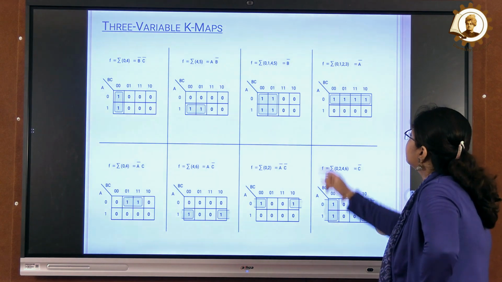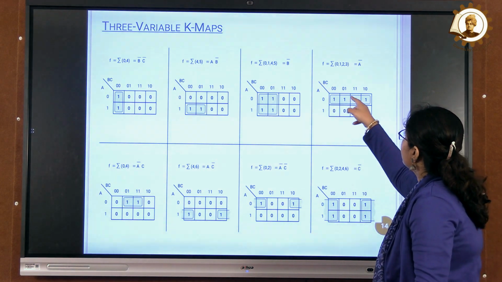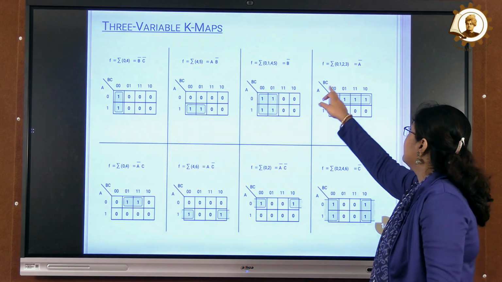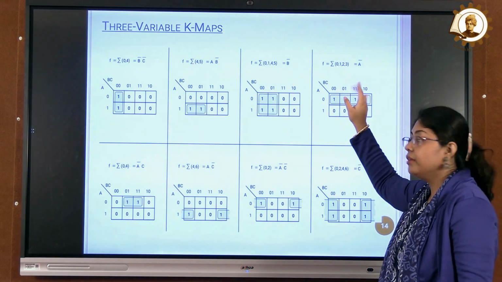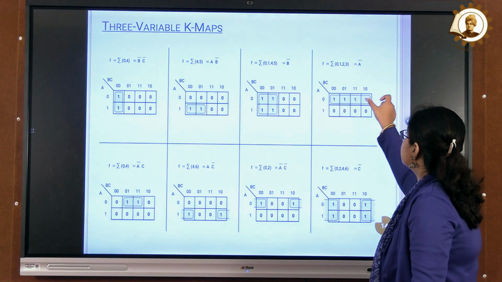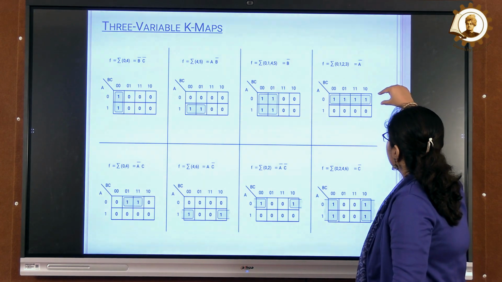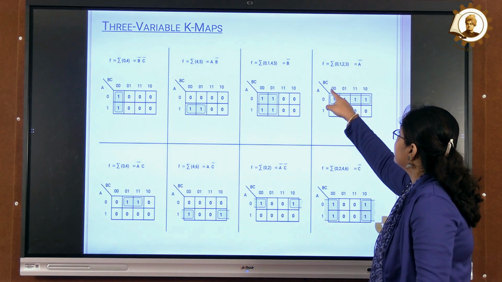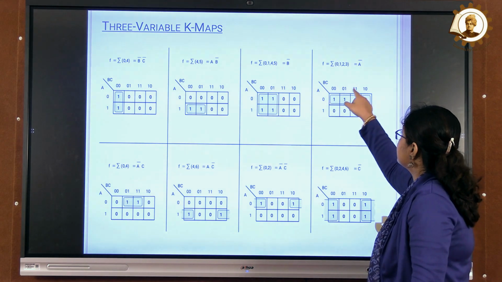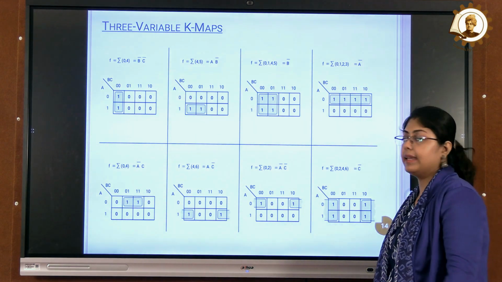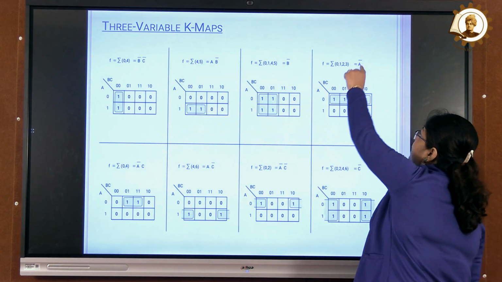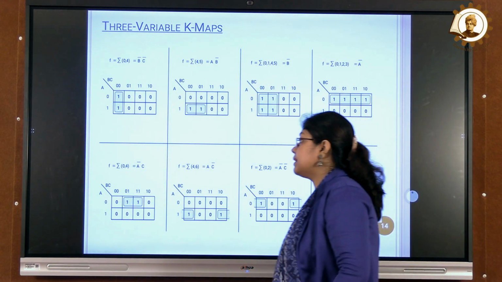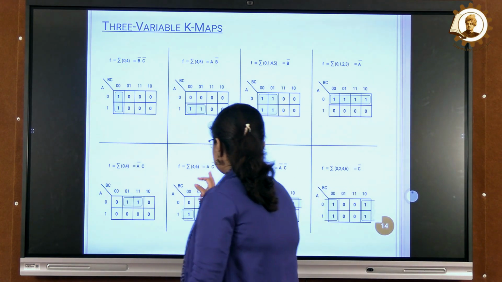Here we are putting M0, M1, M2 and M3. So here one group of 4 is coming. We are pairing them, and this group is actually, if we see like this, A bar is the answer, because for these 4, B and C are always changing. So we can't take B and C, the answer will be A complement. This is a very simple method. Next, let us discuss this example.